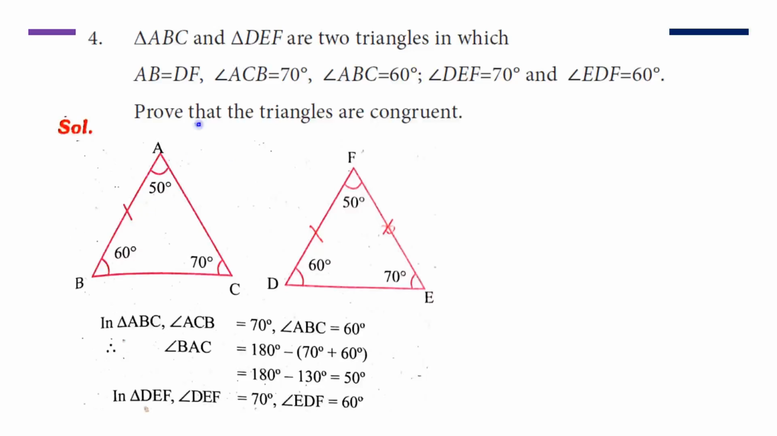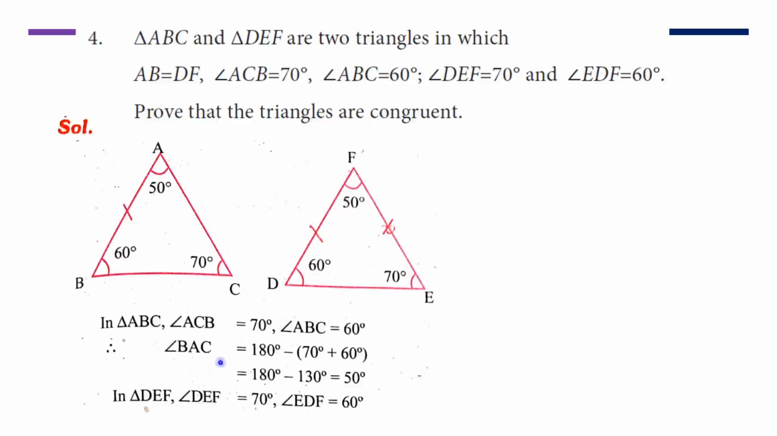For that, first you have to draw the two triangles with the given data. Now we are going to find this vertex angle. See this in triangle ABC. Already we know the sum of the angles inside a triangle is 180 degree. So now we know just 60 degree and 70 degree alone. These two angles only we know.